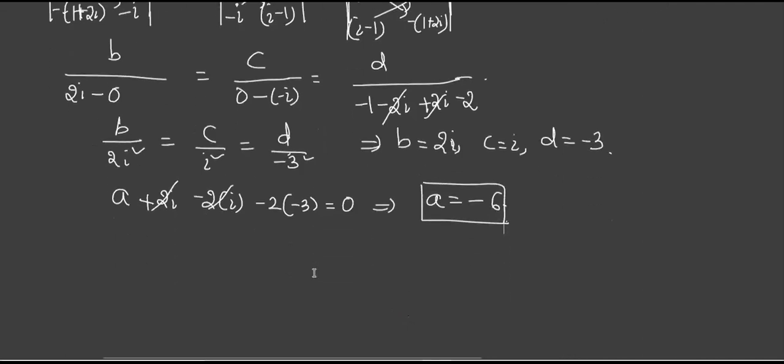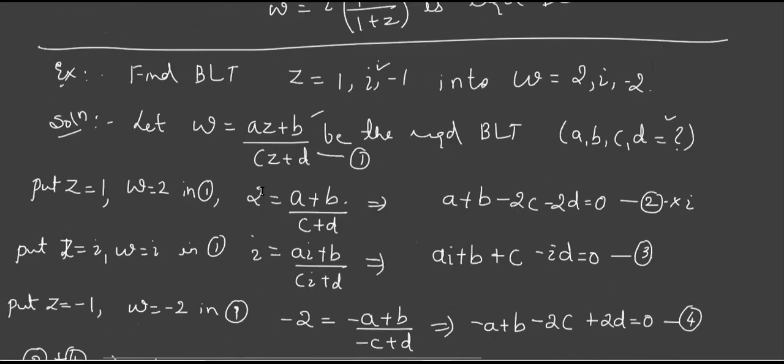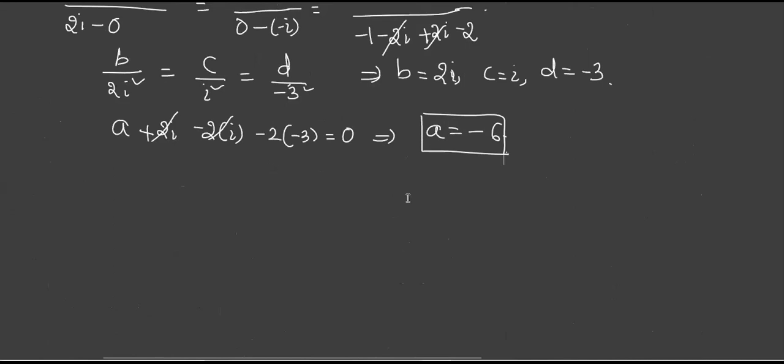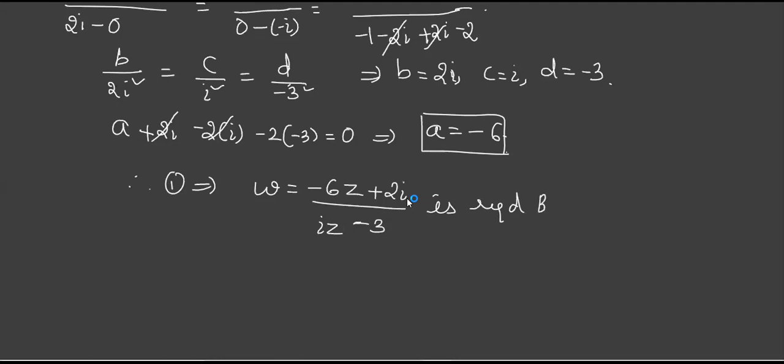After writing this, you should write one more last step, that is substitution of these A, B, C, D in equation 1. And that is the end of the problem if they have not asked for invariant points. Therefore, equation 1 becomes W equal to AZ plus B divided by CZ plus D. My D is minus 3. These numbers are real as well as some numbers are complex. This is the required bilinear transformation. Okay, this is the second way of solving.